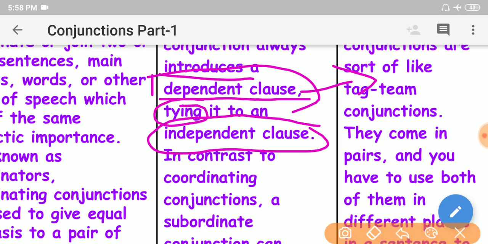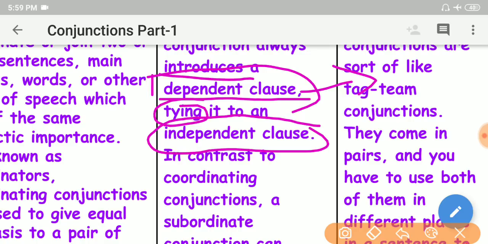So what is the main intention of subordinate conjunctions? They introduce a subordinate clause or dependent clause. The main purpose of using subordinate conjunctions is tying, that is, knotting or linking a dependent clause or subordinate clause with the independent clause, my dear friends.